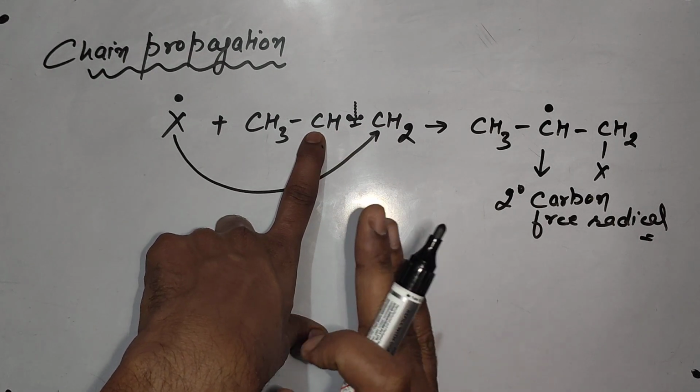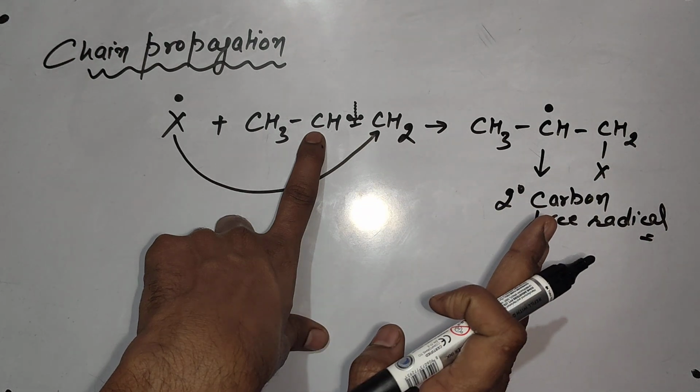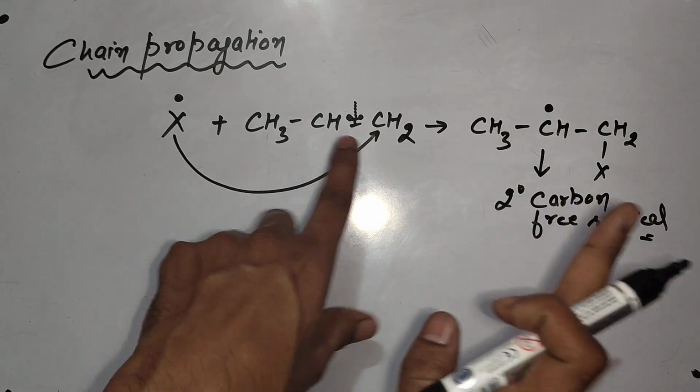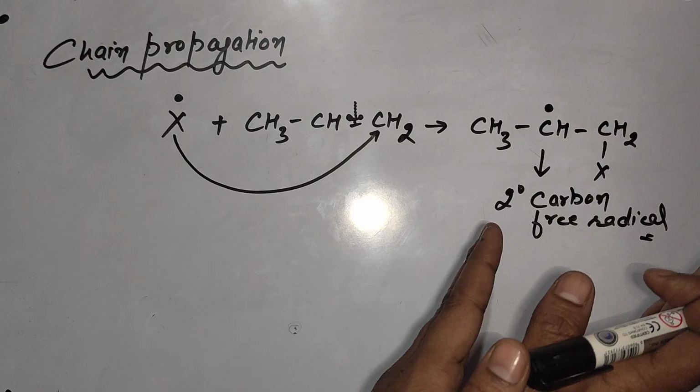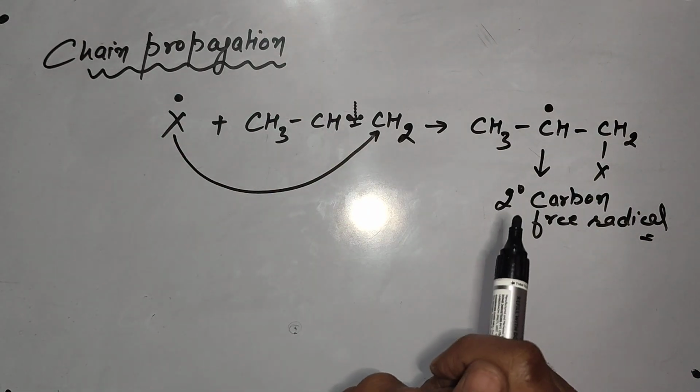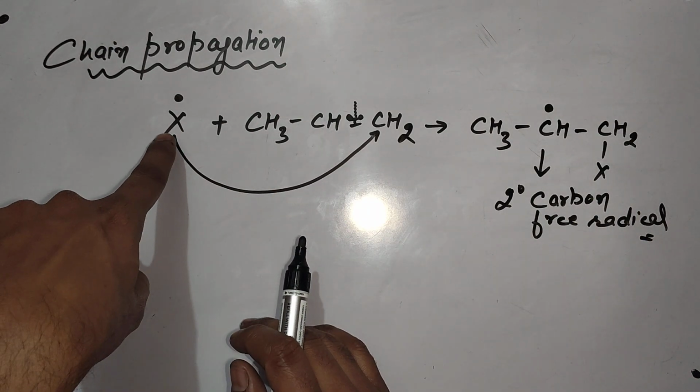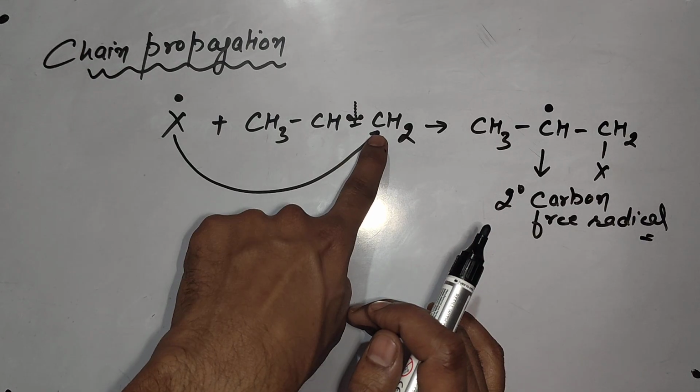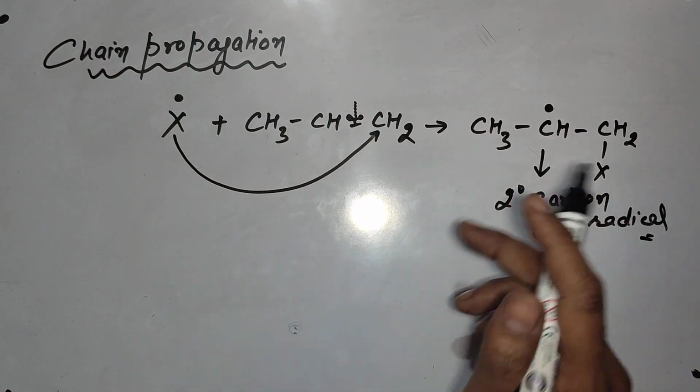Now between the 1-degree free radical and the 2-degree free radical, which is more stable? 2-degree carbon free radicals are more stable as compared to 1-degree carbon free radicals. So that's why X will prefer to attack this carbon. Now what will happen next with this free radical?